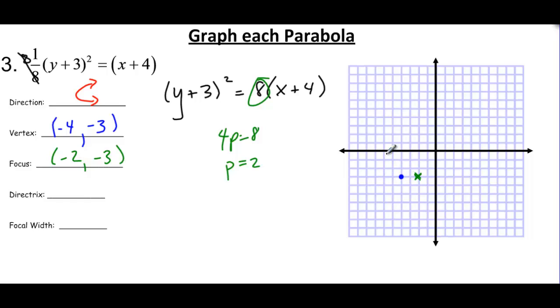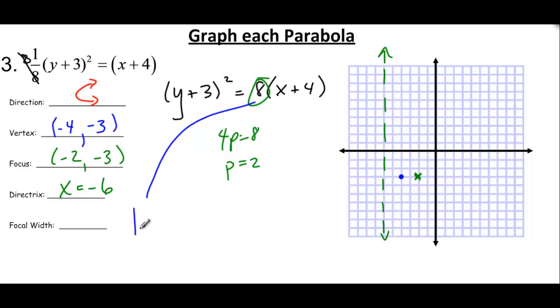Because my directrix has to be perpendicular to this axis of symmetry that goes through my vertex and focus, I know this is now going to be a vertical line for my directrix. And again, it cannot come in contact with the parabola at all. If I graphed it horizontally, it would hit it. So that's a vertical line, which is x equals, this is going to be negative 6.